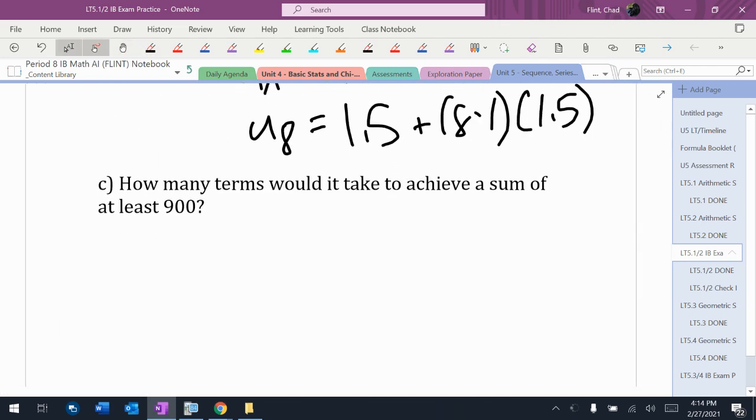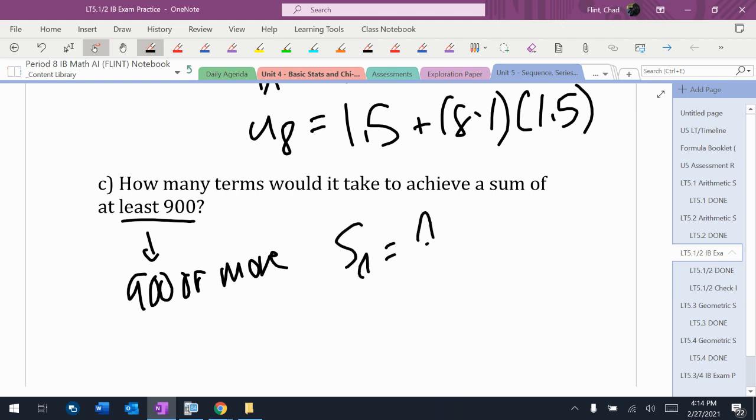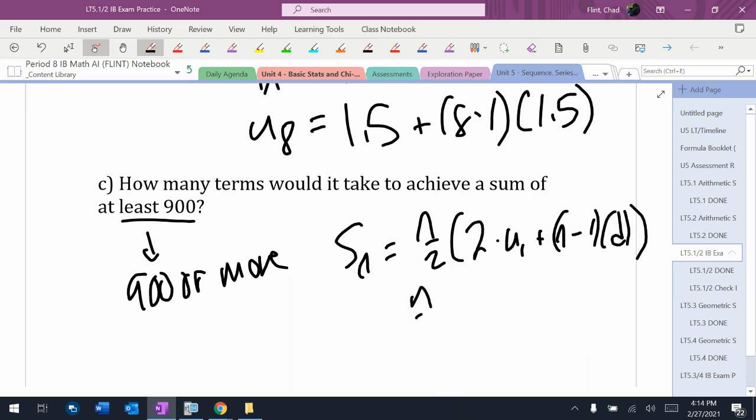And then C says, how many terms would it take to achieve a sum of at least 900? Okay, so if you did any practice, you saw that we do this with a calculator. At least 900 means 900 or more. And I'm going to use the table. So I got to write the general form. The general formula is Sn equals n over 2 times 2 times u1 plus n minus 1 times d. So for this, it's going to be n over 2, 2 times 1.5 plus n minus 1 times 1.5.